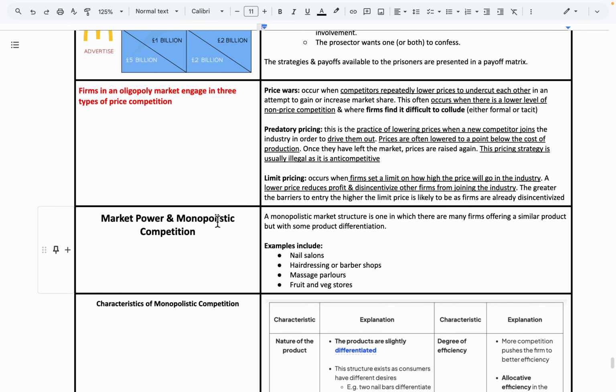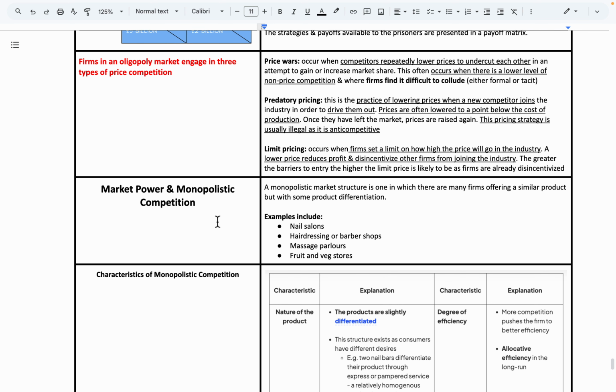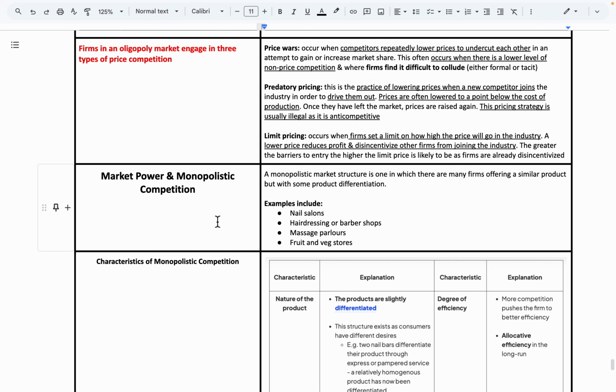Okay, now let's talk about how firms in an oligopoly market engage in three types of price competition. The first one is price wars. This is when competitors repetitively lower prices to undercut each other. It occurs when there is a lower level of non-price competition. It makes it difficult for them to collude.